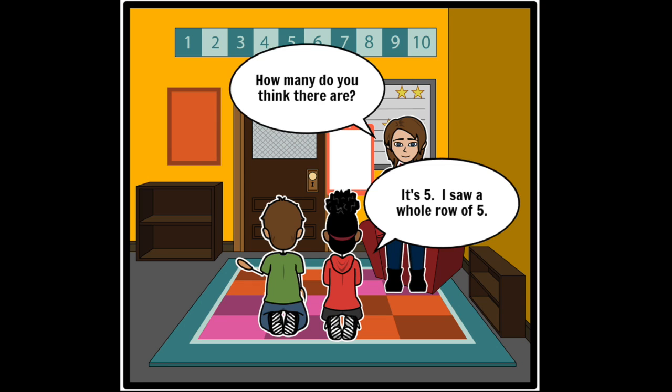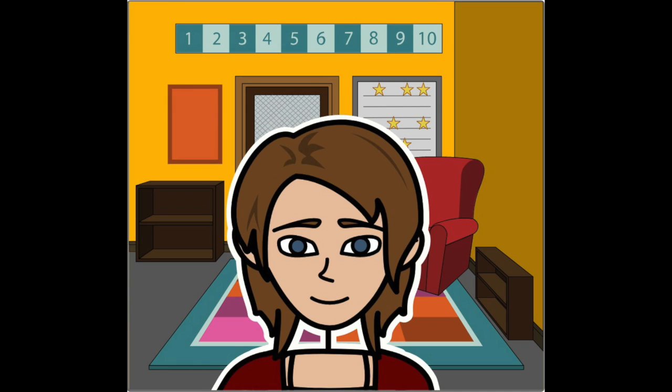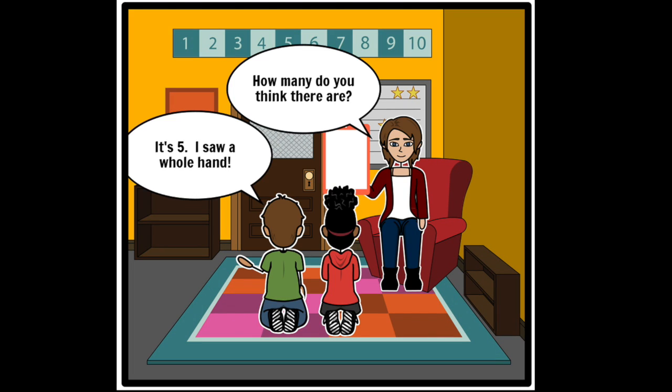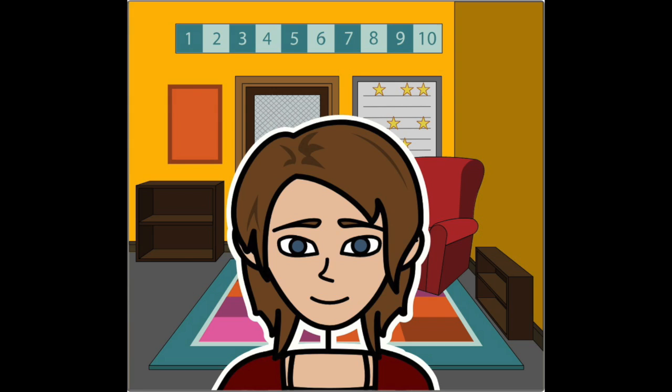How many do you think there are? It's 5. I saw a whole row of 5. You can think of other things like 10 frames to help you recognize numbers too. How many do you think there are? 5. I saw a whole hand. You can also think of objects from everyday life to help you know the amounts in a group.